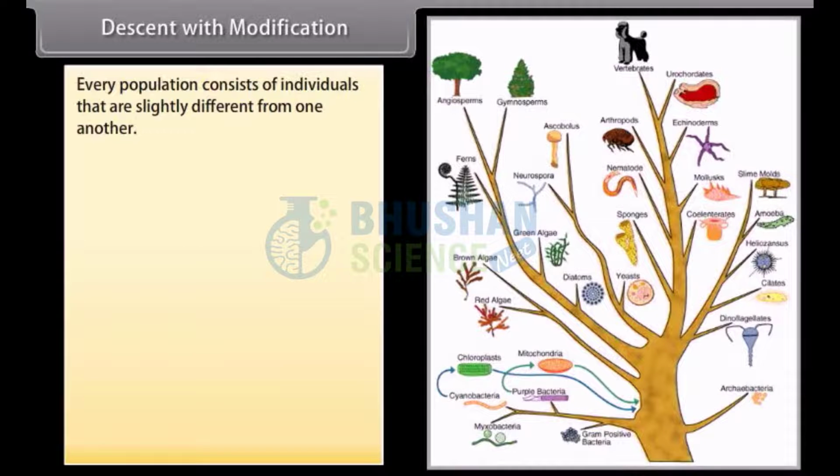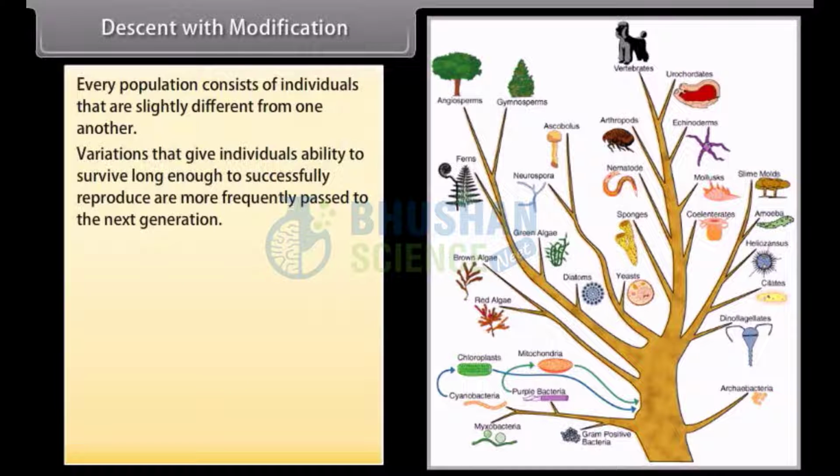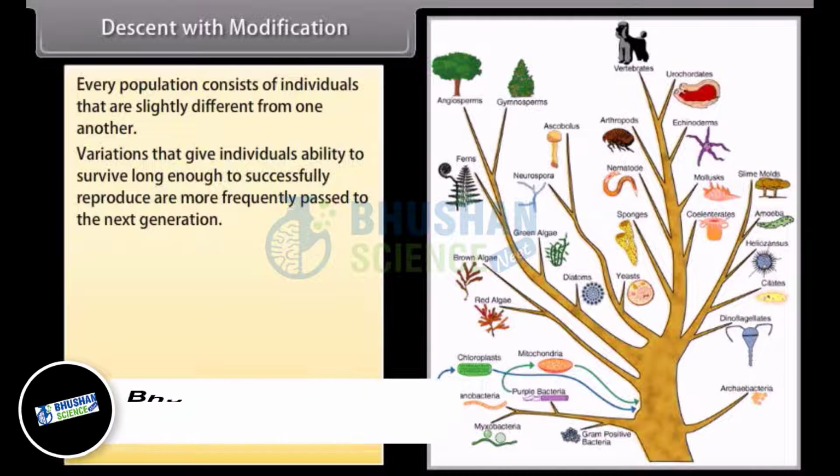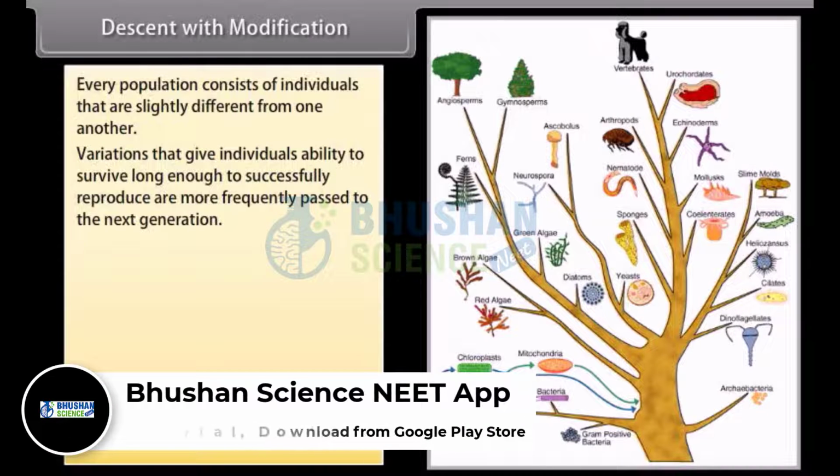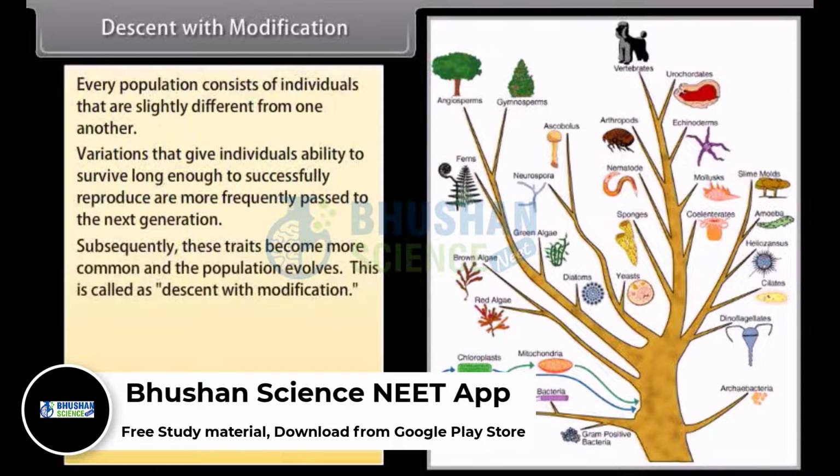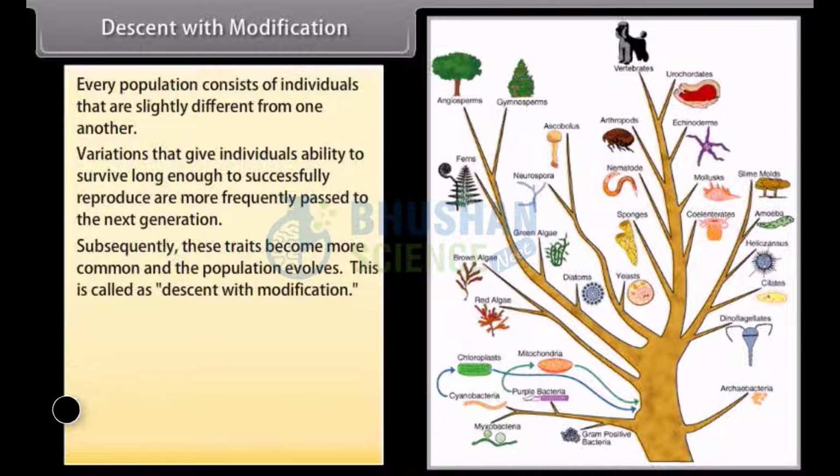Descent with modification. Every population consists of individuals that are slightly different from one another. Variations that give individuals ability to survive long enough to successfully reproduce are more frequently passed to the next generation. Subsequently, these traits become more common and the population evolves. This is called as descent with modification.